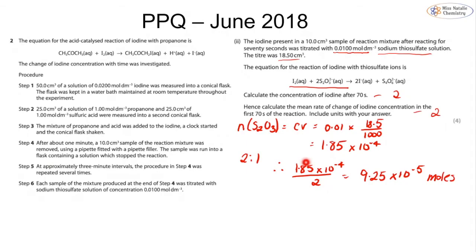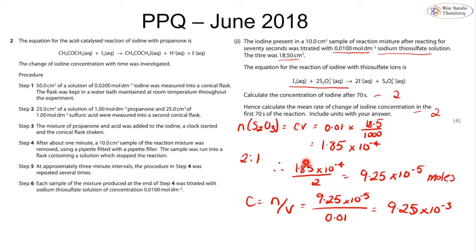And then we need to convert that into a concentration. So concentration we know is number of moles divided by volume. So we have 9.25 times 10 to the minus 5, and we used a sample of 10 centimeters cubed. So that becomes 0.01. So we have a concentration of 9.25 times 10 to the minus 3. Now that's the first part sorted.